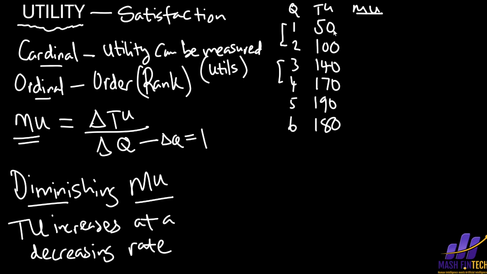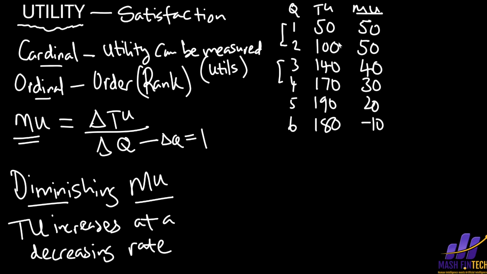And then the change in total utility is 100 minus the previous one. In this instance, the first one is 50, you started from 0, so this will be 50. Then 100 minus 50, this is 50. Then 140 minus 100, this is 40. 170 minus 140, this is 30. We are dividing these numbers by 1. 190 minus 170, this is 20. And then 180 minus 190, this should be minus 10.